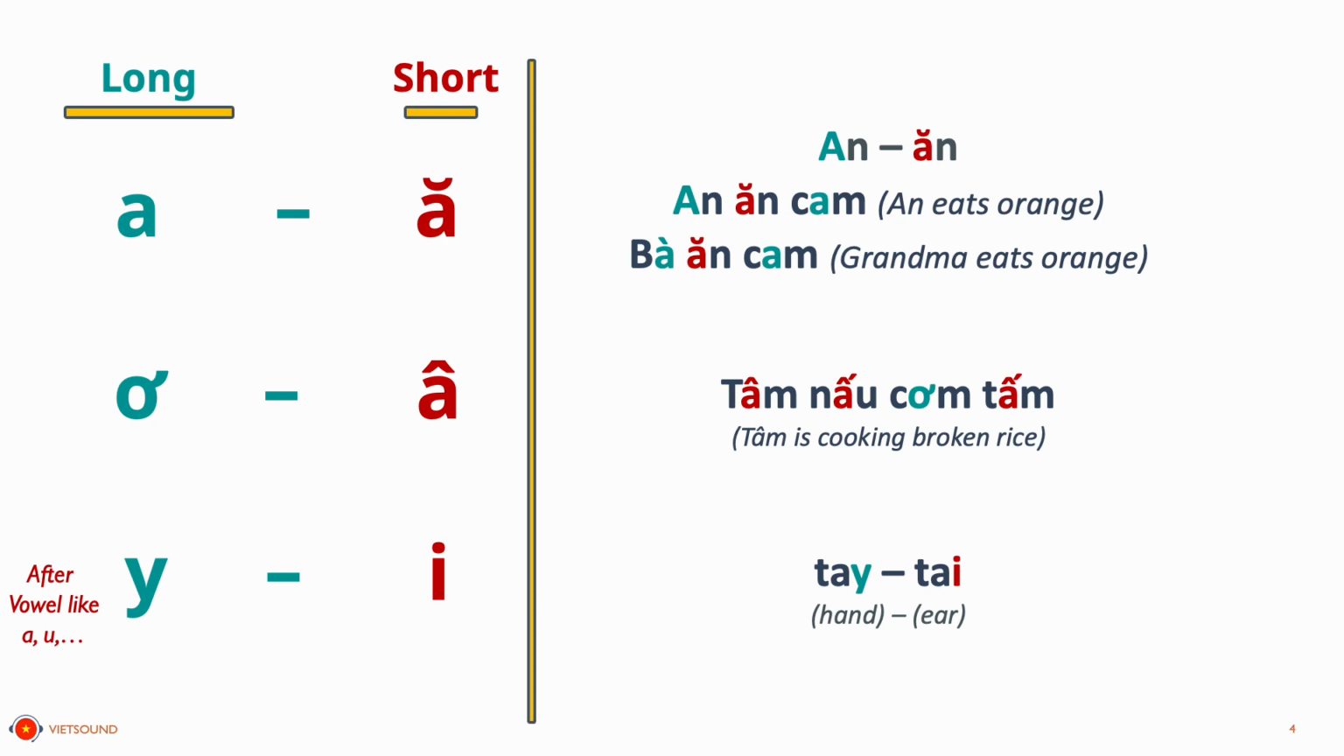The next paired vowels is the long sound and the short sound. Let me give you an example here. We have tâm nấu cơm tấm. So you can hear that in the first word, the sound is a short sound. The second word, the sound is a short sound again. On the third word, the sound is a long sound. And on the last one, the sound is a short sound again.